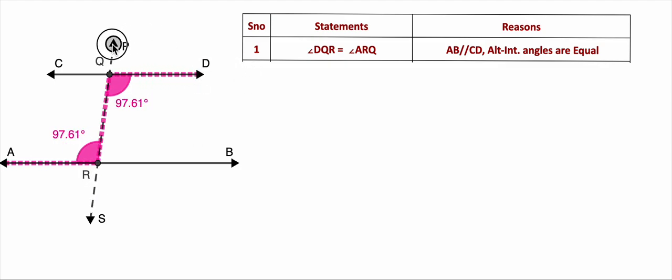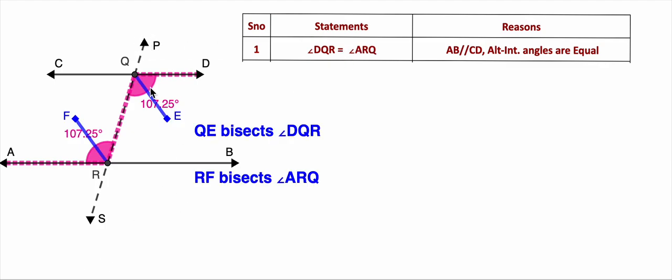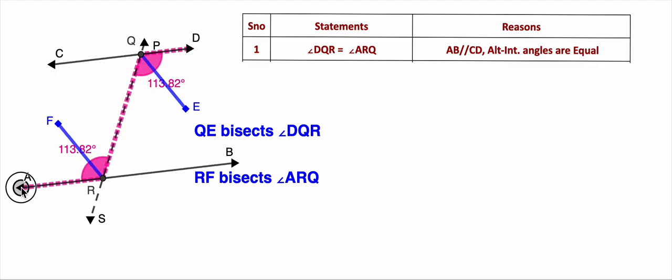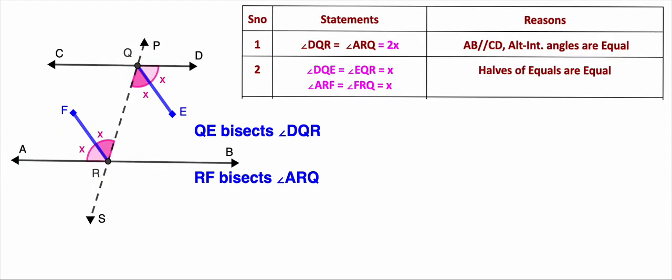So even if the transversal changes, the angles continue to be equal. They are equal to each other. And now we are bisecting these two angles, the pink angles, with the help of these angle bisectors. So we can see over here that these angles are being bisected. All right. So now, since these are bisected angles, instead of writing the measures, we are denoting them with the same variables.